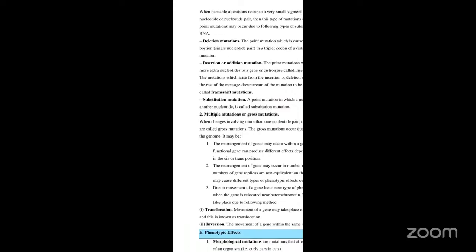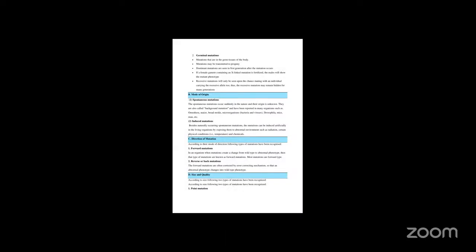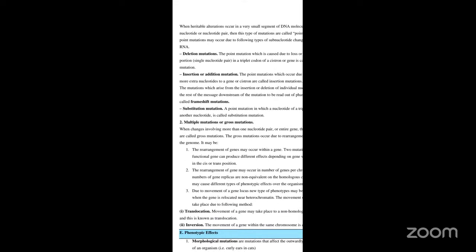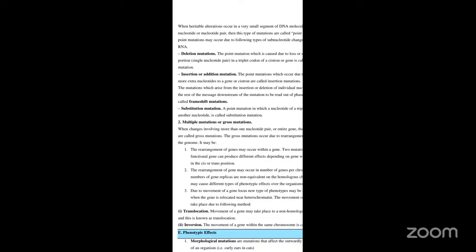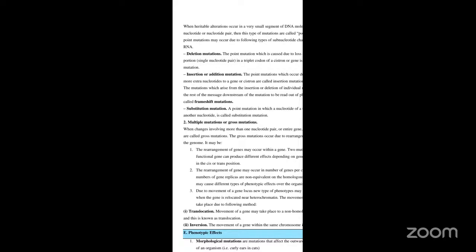Now coming to the point mutations. The point mutation is when heritable changes occur in a very small segment of the DNA. It involves a very small segment of the DNA molecule, maybe a single nucleotide or a nucleotide pair. Then this type of mutation you call the point mutation. Now the point mutations occur due to the following types of subnucleotide change in the DNA or in the RNA. So they may be due to deletion, insertion, or substitution.